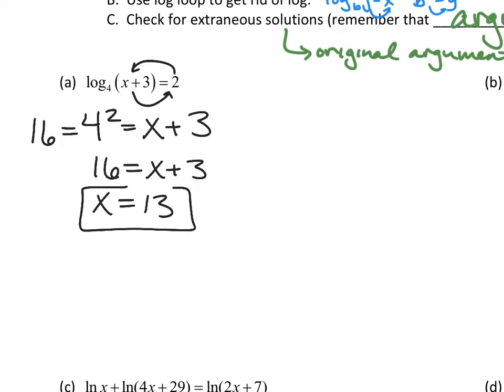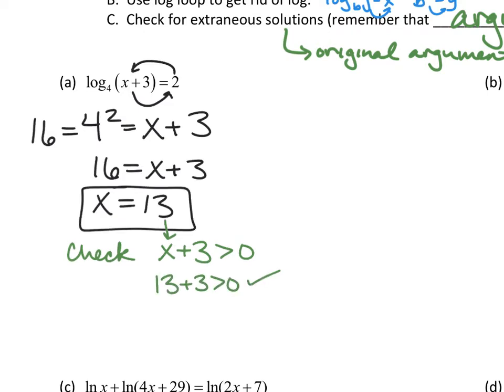Okay, there's my solution, but I need to make sure that it's not extraneous. So what we're going to do is check that original argument. We're going to check that x plus 3 is greater than 0 when we plug in our value for x. So is 13 plus 3 greater than 0? Yeah, it is. So we're good. That's not an extraneous solution, and we're done.